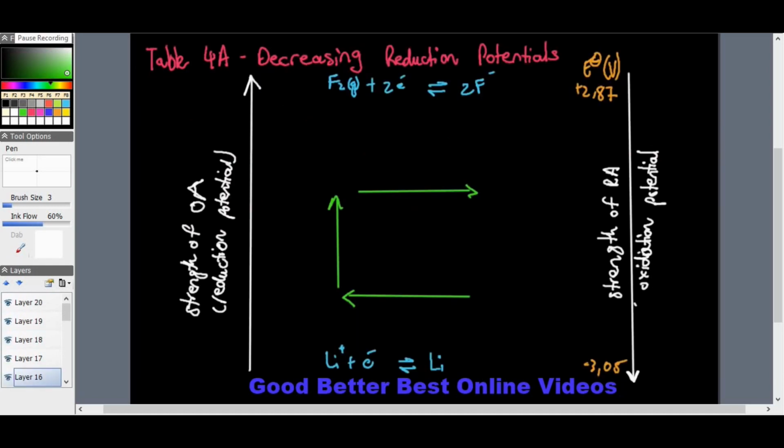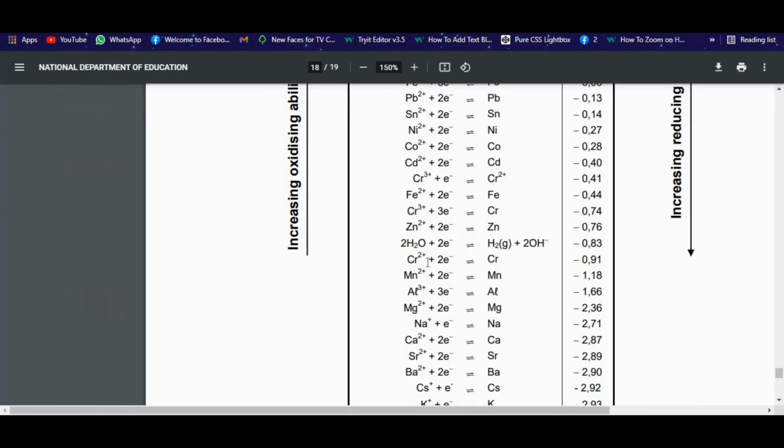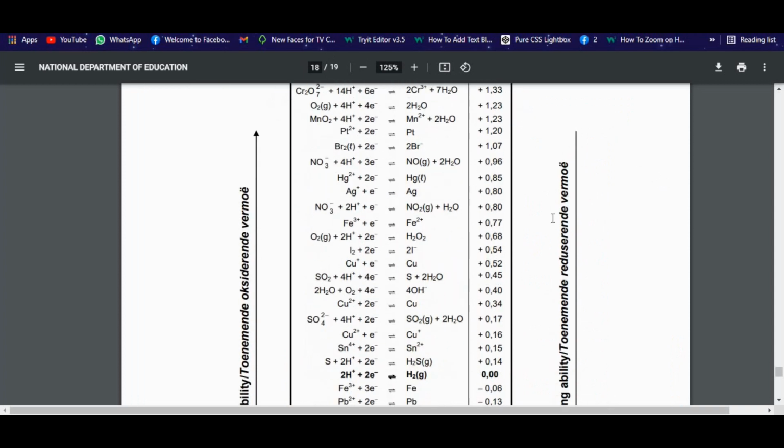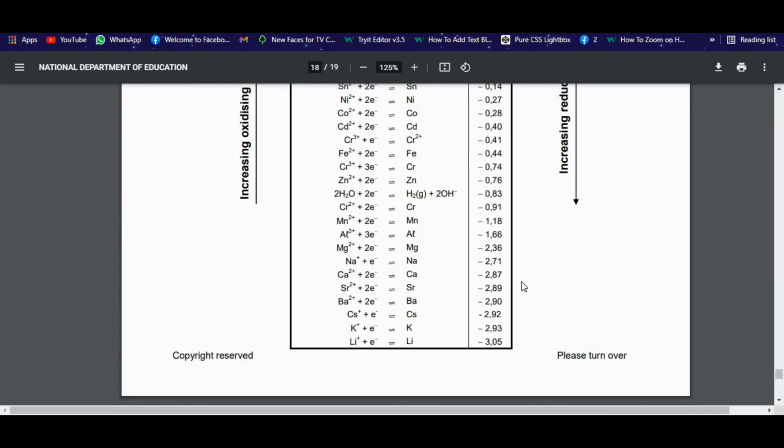Alright, great. So let's have a look at table 4a quickly. Table 4a and table 4b form part of the table of standard reduction potentials. Table 4a has a name specifically. It's actually the table of decreasing reduction potentials. The reason why it's called that is because if we have a look at the table here, we can see that it starts out at the most positive number, positive 2.87, and then goes all the way down to the most negative, which is minus 3.05.